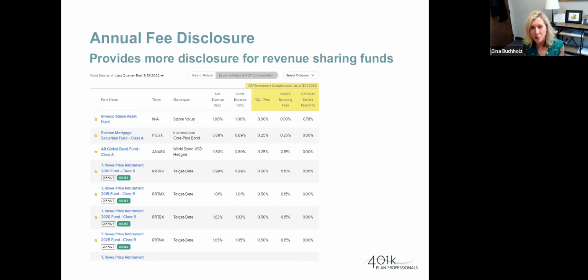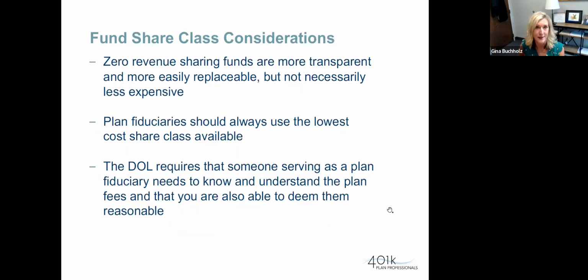But again, as advisors, we're pretty good at looking at fee disclosures. We can help you find this and explain it to you and how it applies to your plan specifically. So again, revenue sharing funds can just be a little bit more difficult, and take a little bit more digging to figure out who gets paid what.